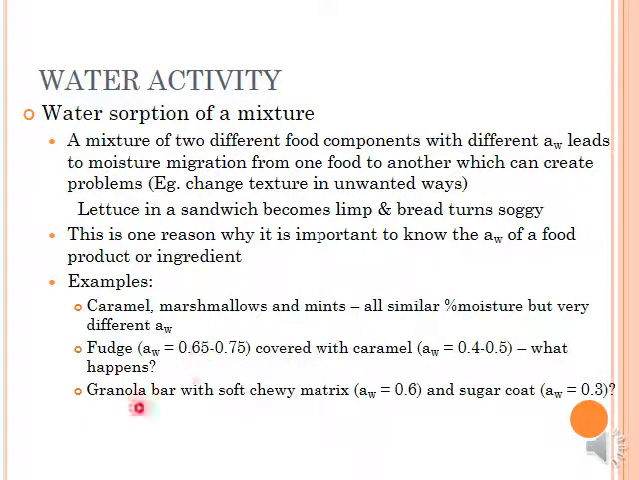Another example is granola bar, with soft, chewy matrix with water activity of 0.6, and then you coat it with sugar at lower water activity of 0.3. So what will happen? Because there are two different water activities here, moisture migration would occur.